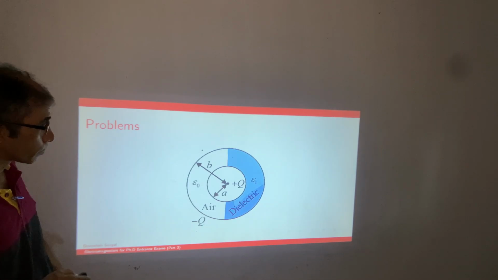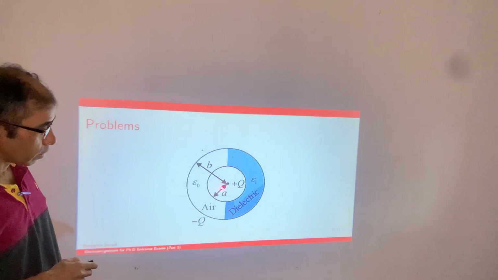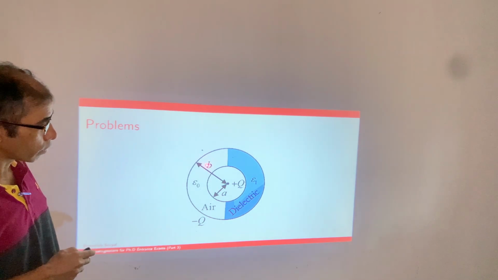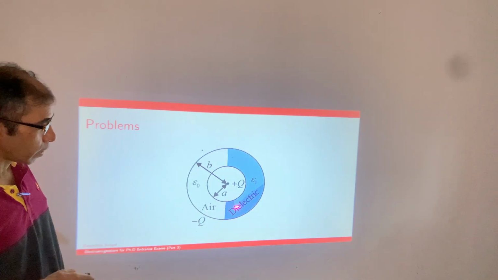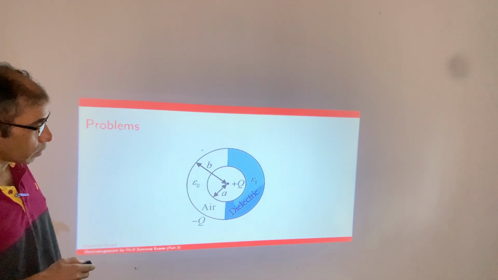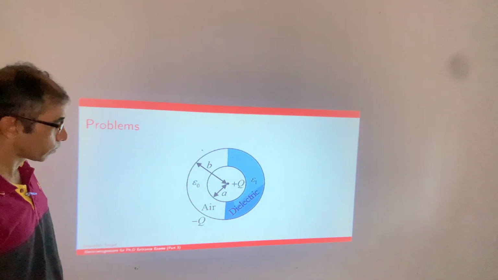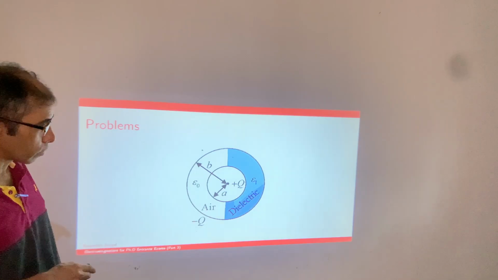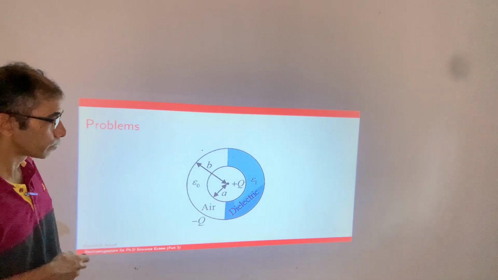So this is the figure. This is the dielectric, the inner shell. The inner radius is a and the outer radius is b. Inside we have a hemispherical dielectric with permittivity epsilon 1, and this region has permittivity epsilon naught. This is air. This shell has charge minus q. So what do we have to find out? The electric field in this region.